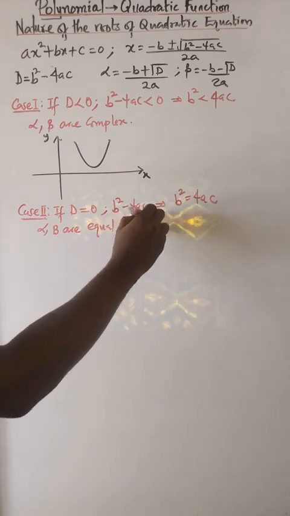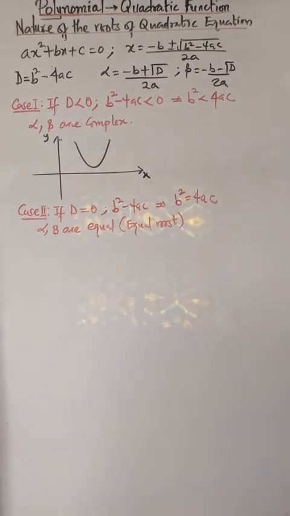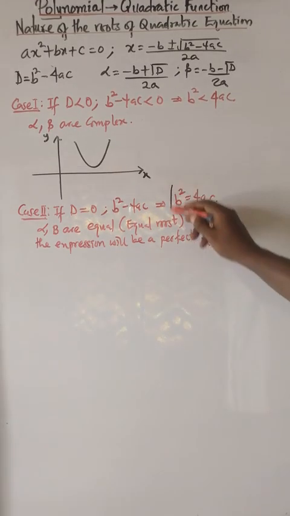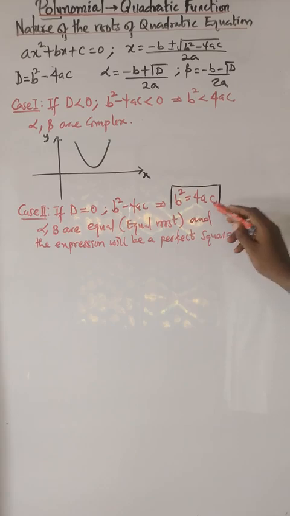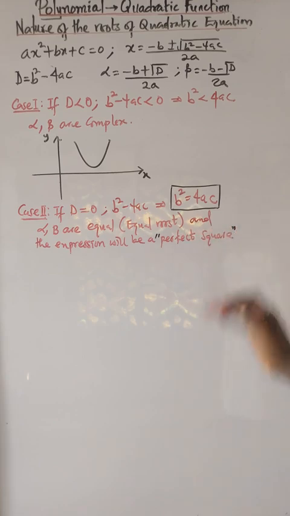Condition: equal roots. And if the roots are equal, you know, every quadratic equation is a product of two linear equations. It means those two linear equations are identical. When those two linear equations are identical, when we multiply, it turns to a perfect square. So the quadratic expression itself will be a perfect square. So this is the condition for a quadratic equation to have equal roots, or for a quadratic expression to be a perfect square: b squared must be equal to 4ac.